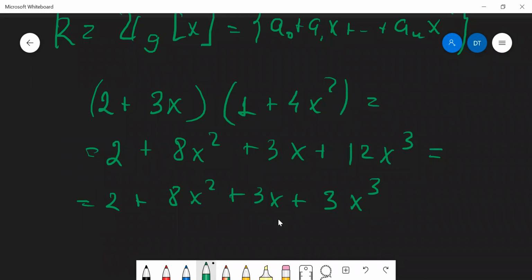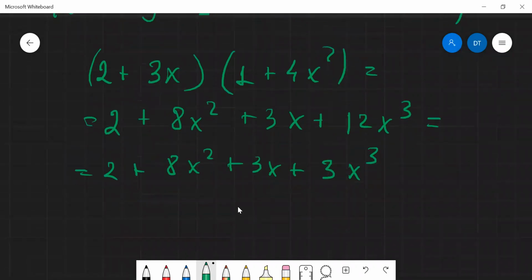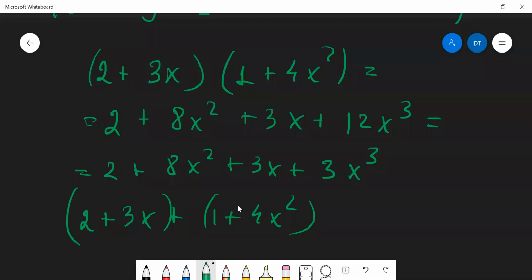Well, everything in algebra actually is formal. Everything in algebra is just writing pictures. So if I want to add, for example, these two polynomials, 2 plus 3x plus 1 plus 4x squared, I simply add them in the usual way: 3 plus 3x plus 4x squared. So the rules are exactly the same, but the rules work with pictures. So these are not functions.